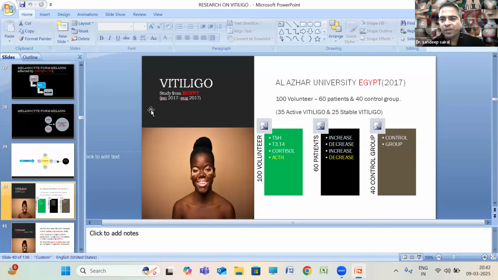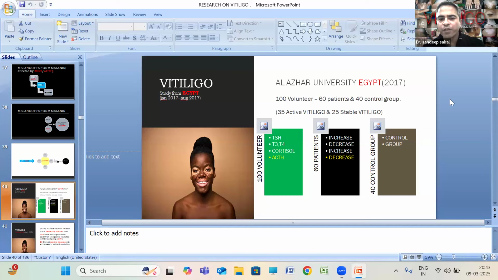For more facts, there's a research done in Egypt, 2017, in Al Azhar University. There were 100 participants. Out of 100, 60 were vitiligo patients and 40 were in the control group. Among the vitiligo patients, 30 were active vitiligo. Active vitiligo means the number of small patches were increasing, or small patches were grouping together and forming a bigger patch. And 25 had stable vitiligo.